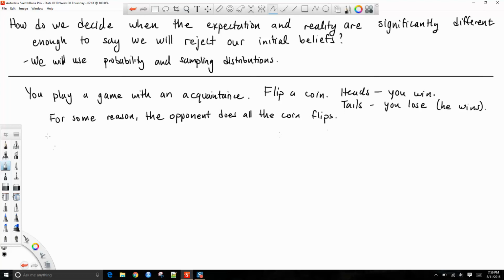Okay, all right, so let's say you play 100 games. We're going to start off with this initial belief. Even though our opponent is doing all the coin flipping, we're going to assume he's going to play fairly and not try to cheat. So we play 100 games, and we have an initial belief: the opponent plays fairly.